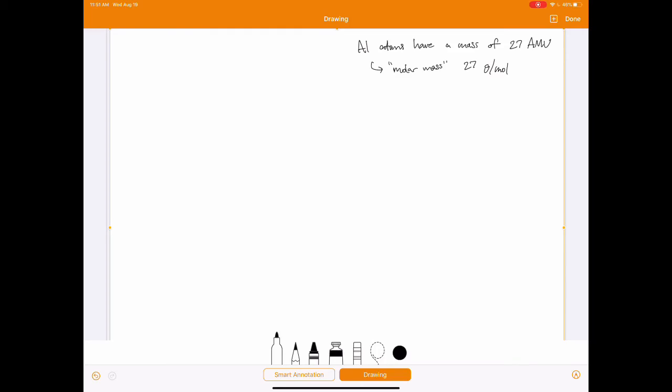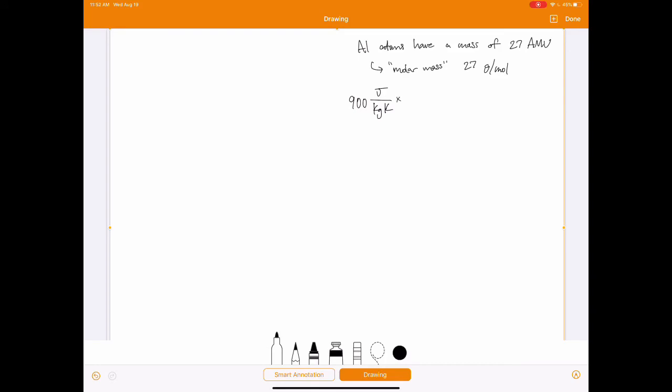So if I have a mole of aluminum atoms, I know that the mass is 27 grams. That's what that's telling us. So now we'll do the unit conversion. We have 900 joules per kilogram Kelvin.